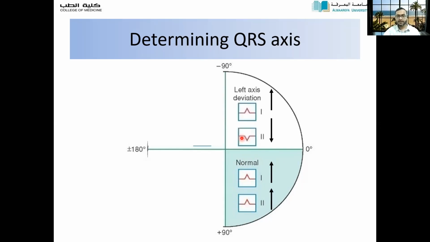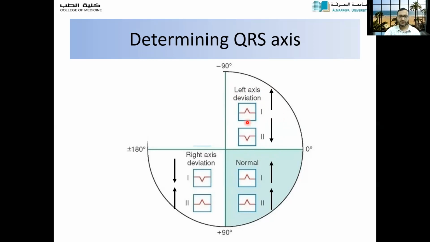The second possibility is that lead 1 is positive, but lead AVF is negative. You see this is an upward arrow, this is a downward arrow. Now you can see that both these arrows are going away from each other. In English, we say they are leaving each other, and leaving starts with L. So this is left axis deviation.